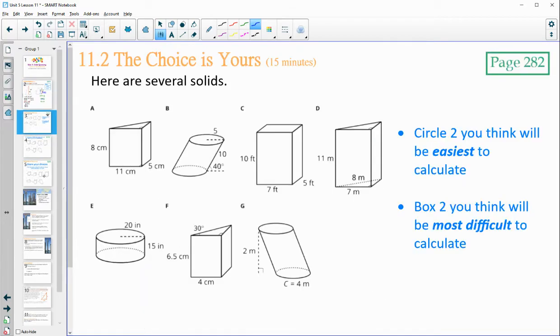All right, then in this next one, it's called The Choice is Yours. I want you to circle two of these solids that you think will be the easiest to calculate their volume. And then I want you to box in two that you think will be the most difficult. Which two do you feel are going to be the easiest for you to calculate the volume? And which two do you think are going to be the most difficult? And then in your book, write down why you made that choice. Why did you choose the two you chose as easiest, and why did you choose the two you chose as hardest?